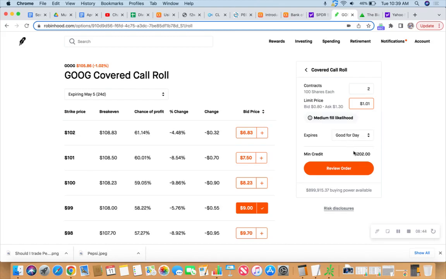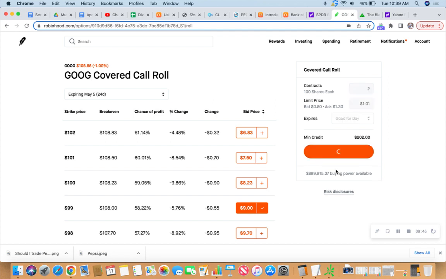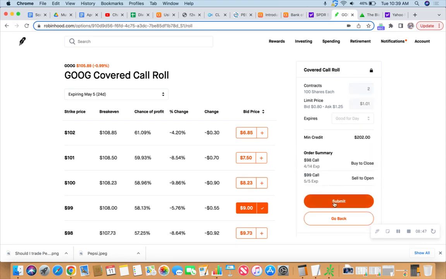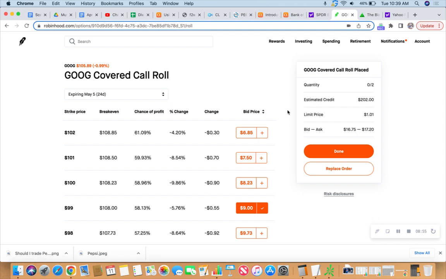101, collecting 202. Review that order, covered call roll. We're buying to close and selling to open, 3 weeks out and $1 out. If that gets filled, that'll add to our return. That will add to our equation.